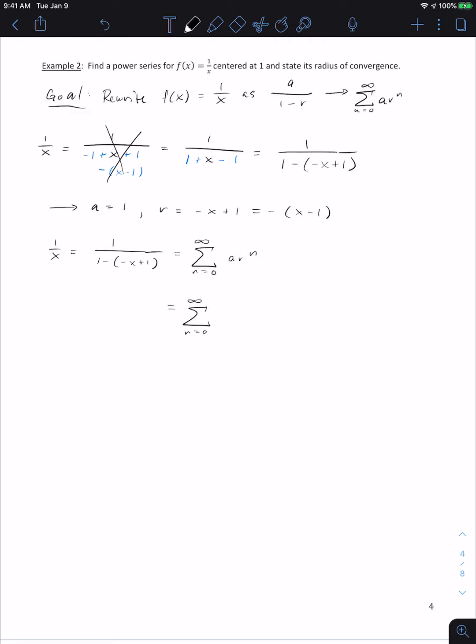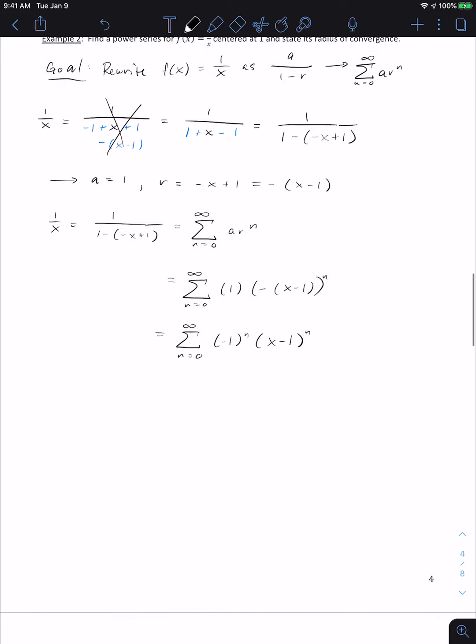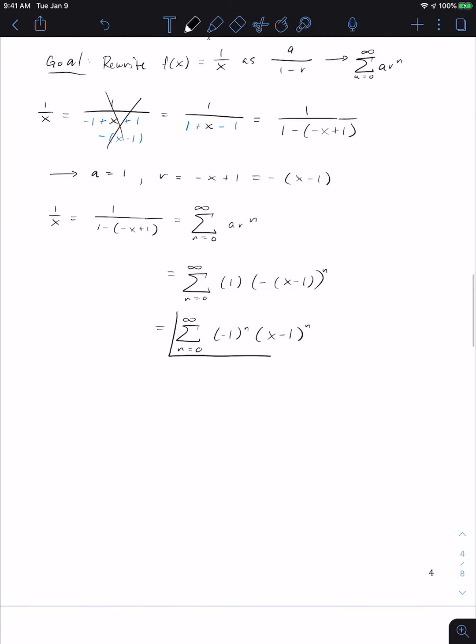What's our a in this case? Our a is 1. Our r is negative x minus 1 quantity, and then to the nth power. So that 1 here is redundant, but I can distribute this n to both terms. So I end up getting negative 1 to the n, x minus 1 to the n. And that is my series for 1 over x.